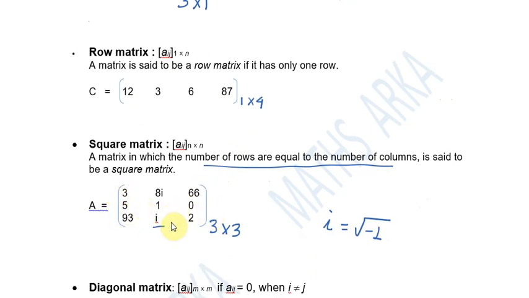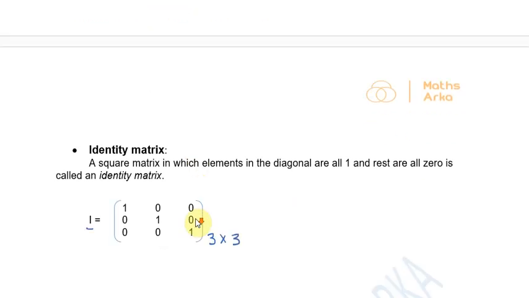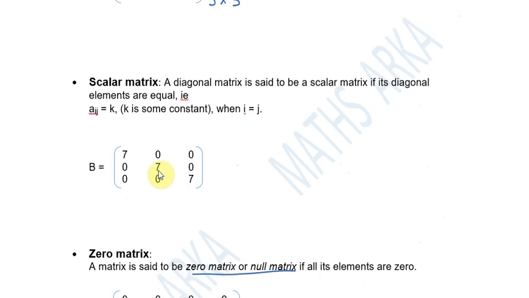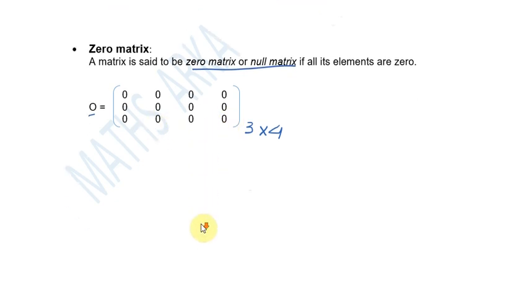With the same number of rows and same number of columns, it is a square matrix. Diagonal matrix: the non-diagonal elements are equal to 0, and diagonal elements can be anything. Trace of A is the sum of the diagonal elements. Identity matrix: the diagonal elements are 1, others are 0. Scalar matrix: the diagonal elements are the same and the non-diagonal elements are 0. Zero matrix: all the elements are 0.